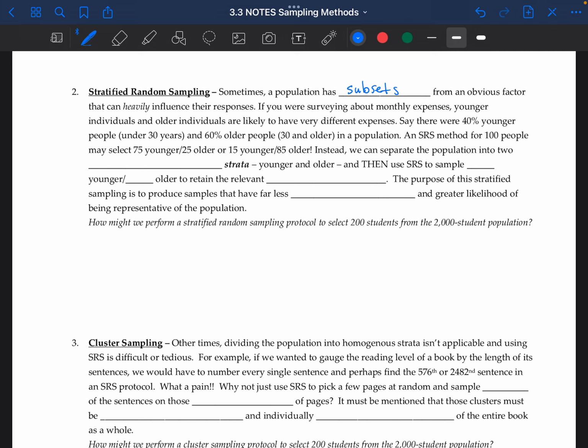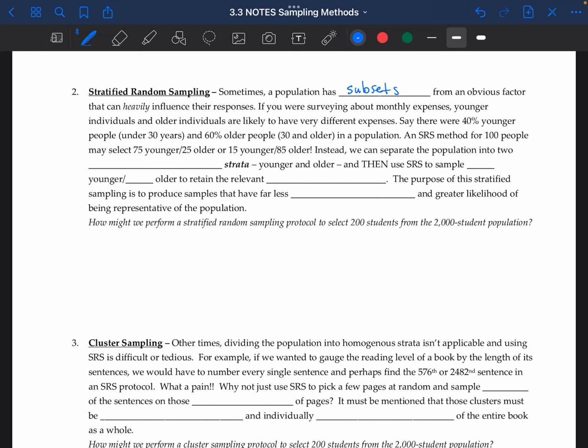So let's say 40% of the people in your population are on the younger side, under 30 years, and 60% are above the age of 30. If you were to do an SRS, there's a chance you might get a lopsided ratio. It might be that there are 75 people on the younger side in your sample. Or maybe the other way. What if there are only 15 younger, 85 older? Then your SRS sample has a bit of a problem.